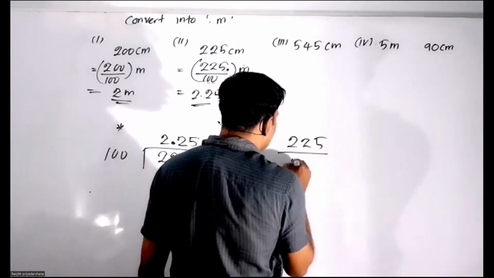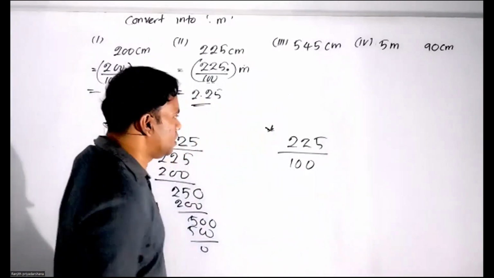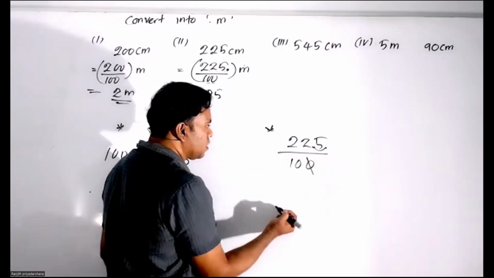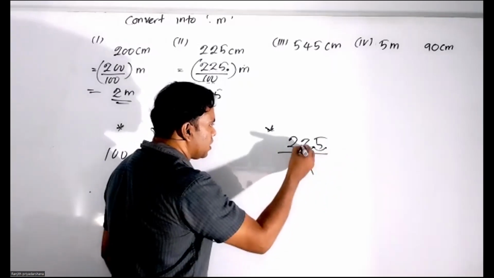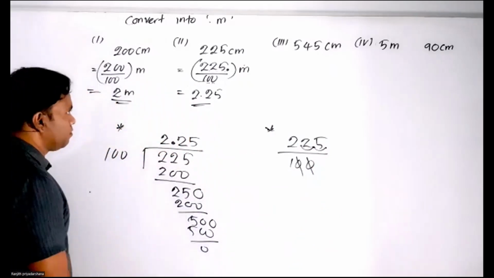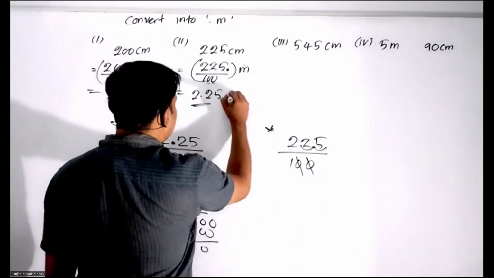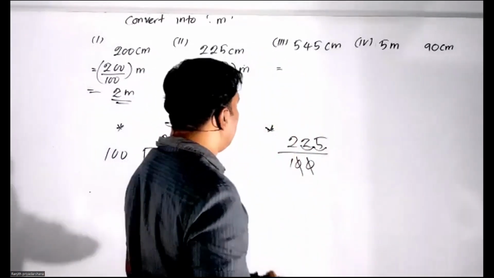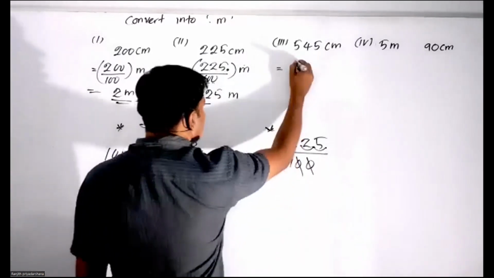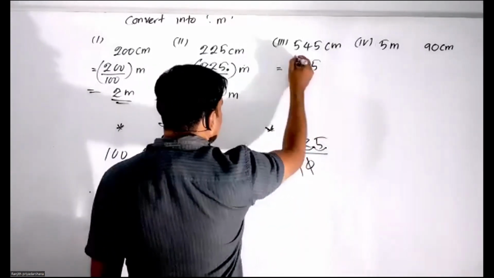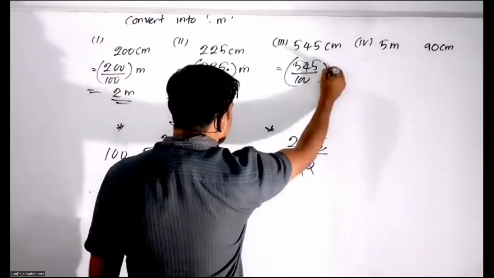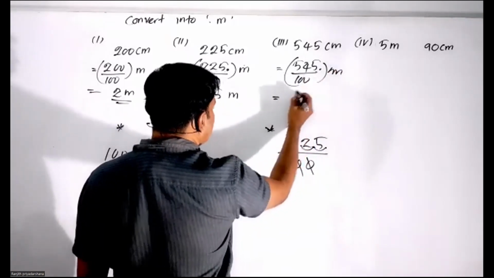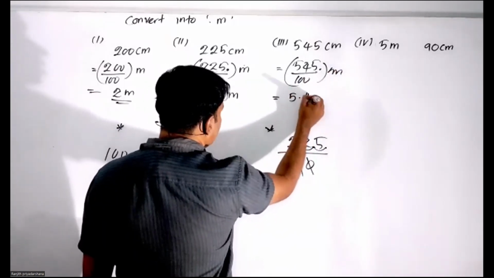Another way of doing that, 225 division 100. The same way, when you divide by 10, the decimal point comes here. When you divide again by 10, the decimal point comes here, right? That's 2.25 meters. Here, 545 centimeters. And then you divide that by 100, then it becomes meters. The same way, the decimal point shifts to the left 2 times. Answer is 5.45. Very good.